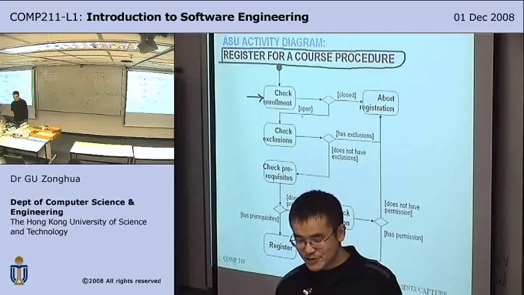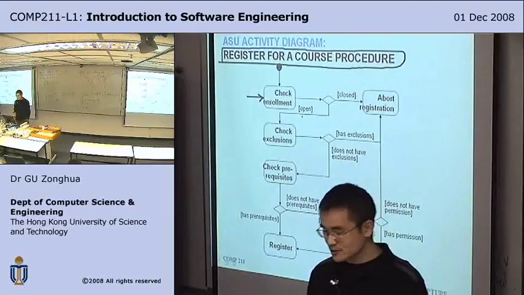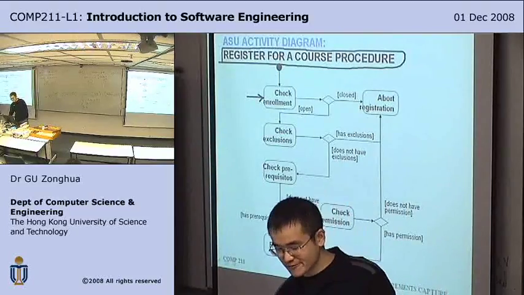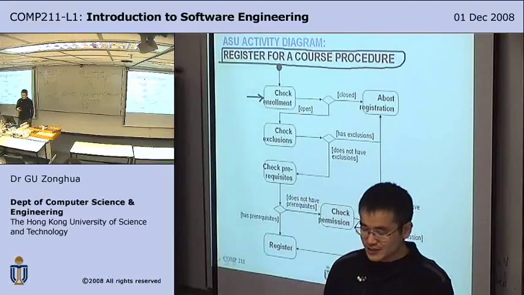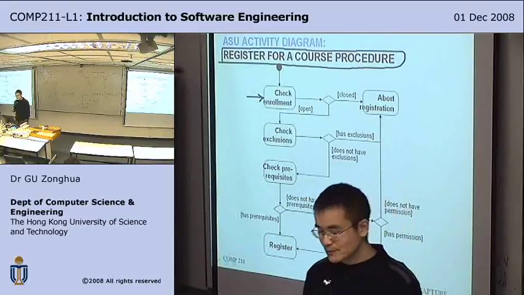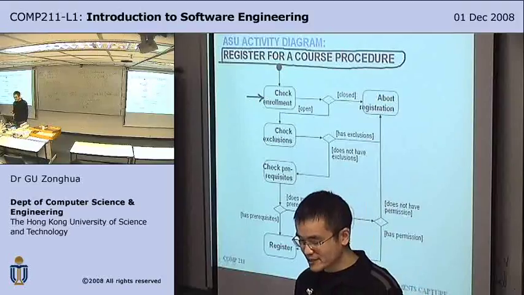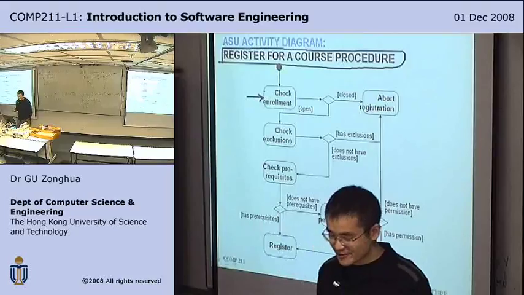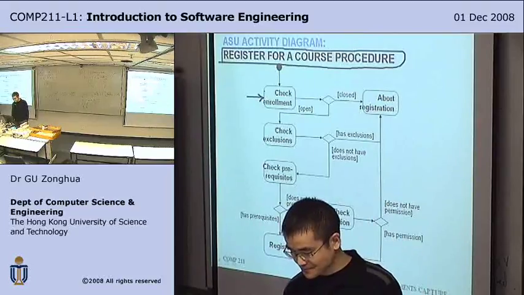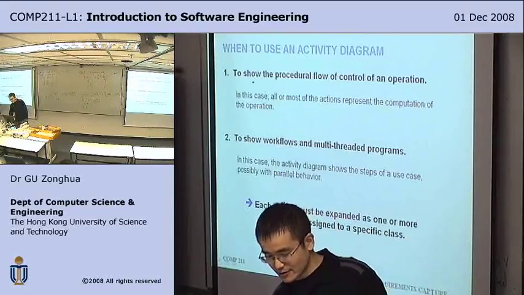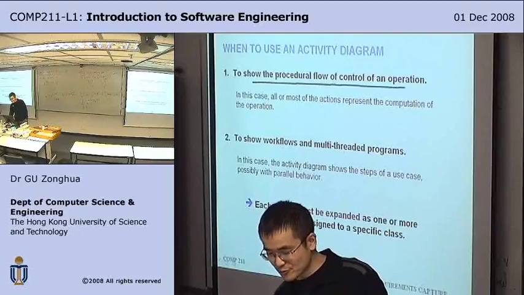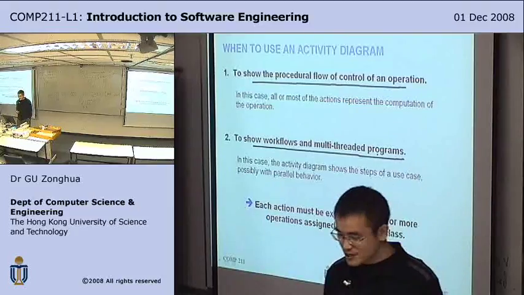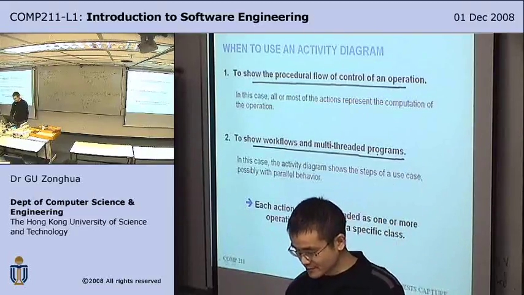So activity diagrams can be used at two levels of abstraction. This is a fine-grained abstraction where you're describing the internal details of the register for a course procedure, or you can use it at a high level to describe the overall business flow, as in the previous order processing example that spans multiple objects. This one is for a single procedure inside of a single object, to show the procedural flow of control of an operation, or to show workflows and multi-threaded programs. One is fine-grained, one is high-level and coarse-grained.